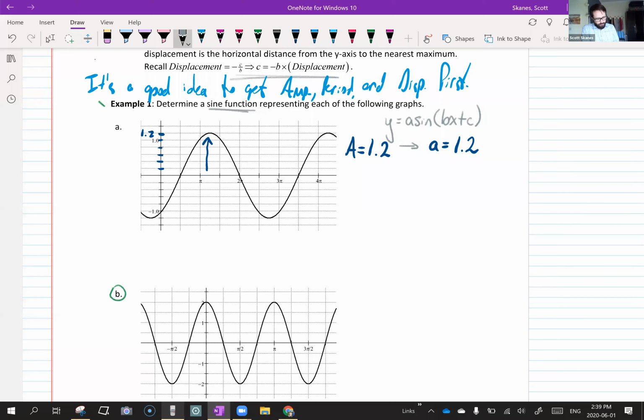I'm actually going to get period next, and I'm not going to get the B value yet. I'll get the B value in a minute. From the graph, can you tell me what the period is? There are many, many ways to get it. Can someone tell me what they think the period is? There's one way that's easier than every other way.